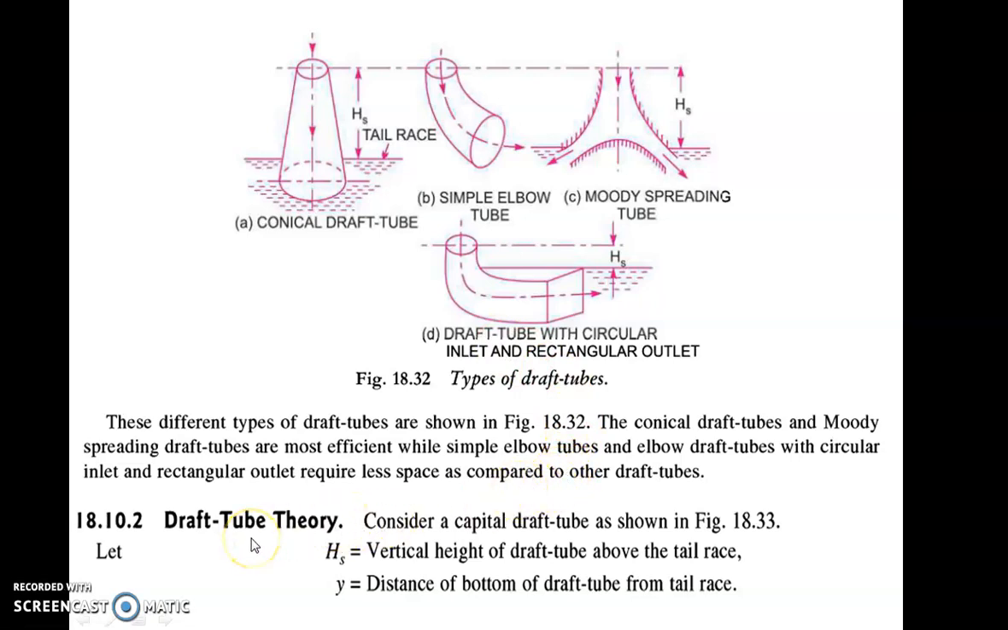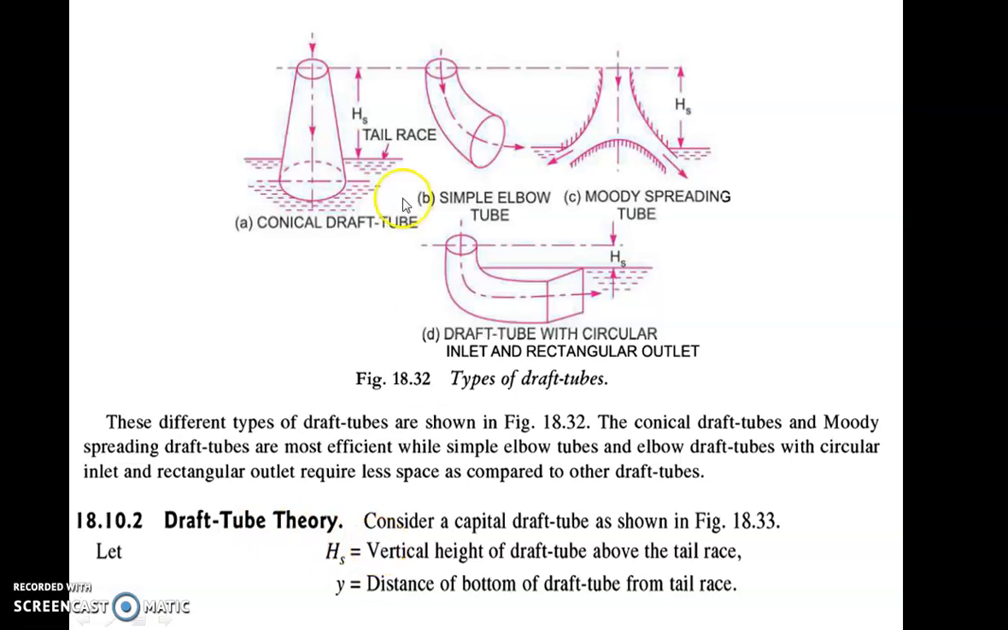Then draft tube theory. I have told you that you are getting the negative head at the inlet of the draft tube. So how are you going to justify that this is a negative head? We are going to apply Bernoulli's equation between this point and this point, and we are going to see whether the pressure at this point is negative or positive. So, draft tube theory.